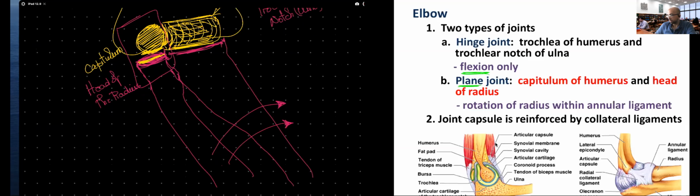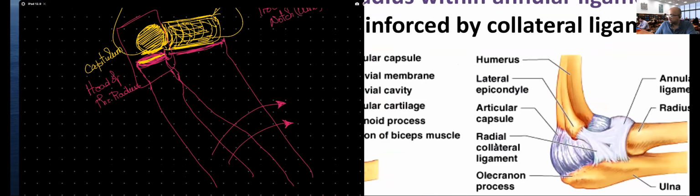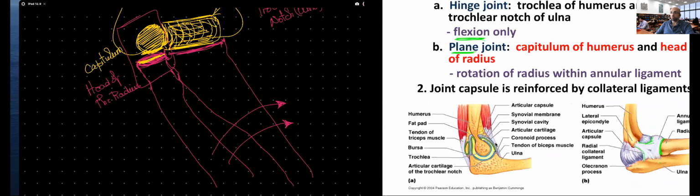All right. The joint capsule is also going to have many ligaments that will reinforce it to prevent elbow dislocation. You will see the radial collateral ligament and the ulnar collateral ligament. You're going to see the annular ligament that acts as a ring between the ulna and the radius. So many ligaments here reinforce the elbow joint to prevent its dislocation.